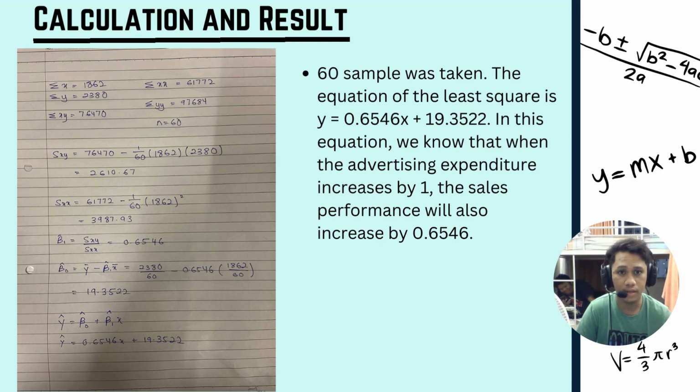the least squares equation is y equals 0.6546 x plus 19.3522. In this equation, we know that when the advertising expenditure increases by 1, the sales performance will also increase by 0.6546. Okay, that's all from me.